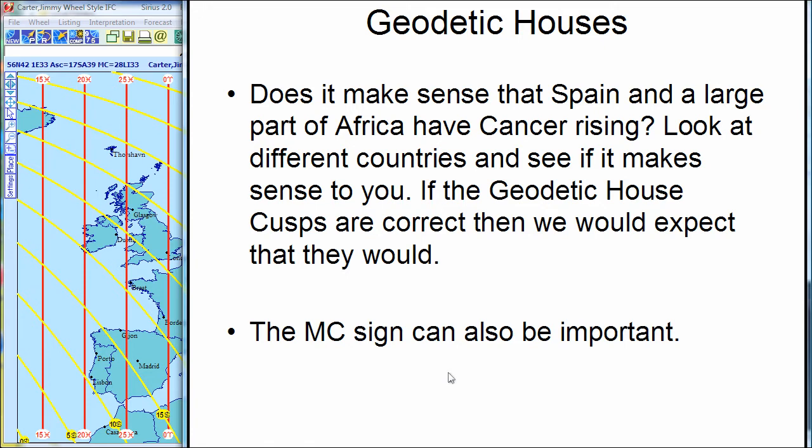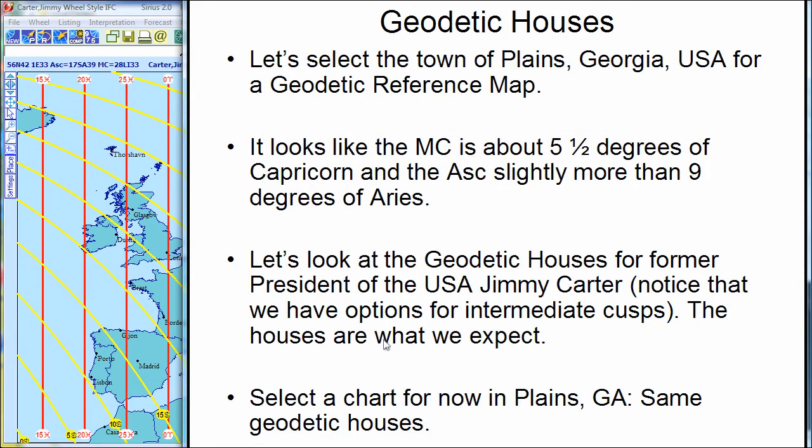So here I ask the question, does it make sense that Spain and a large part of Africa have Cancer rising? People who are believers in geodetic houses believe it's true. And also, in astrology, we put most of the emphasis on the rising sign. The midheaven sign can also be important. Okay.